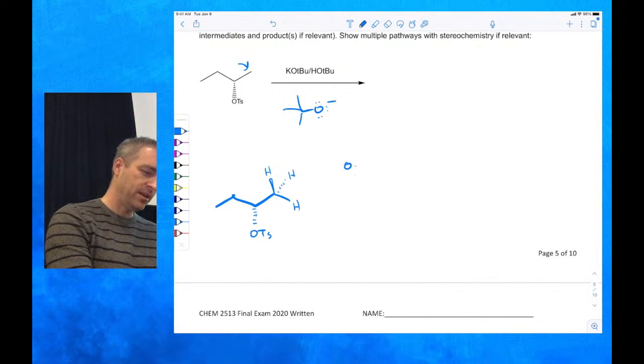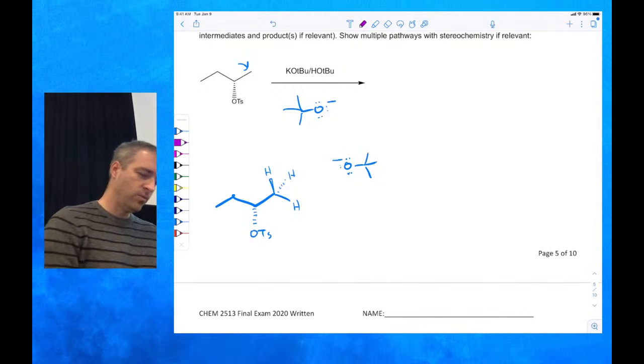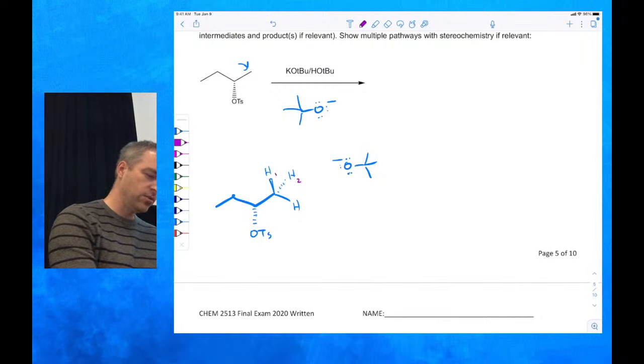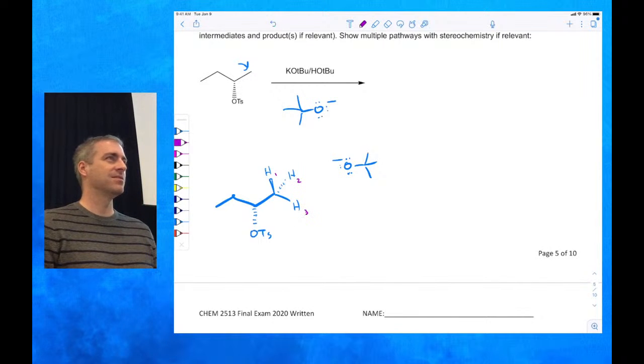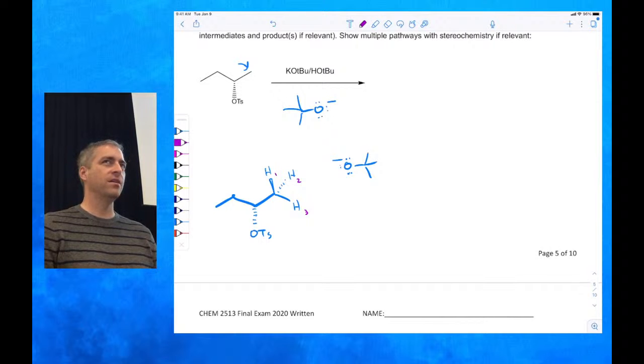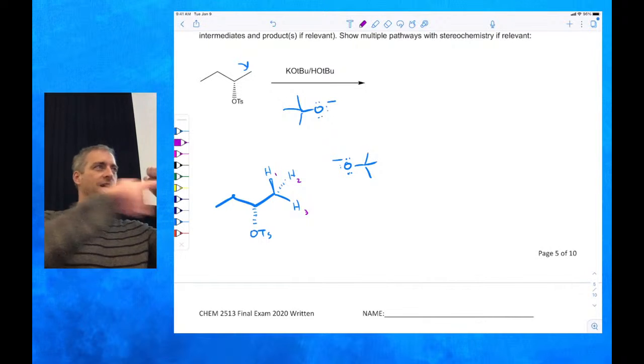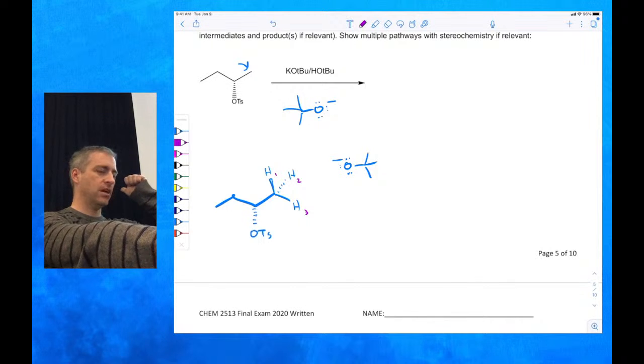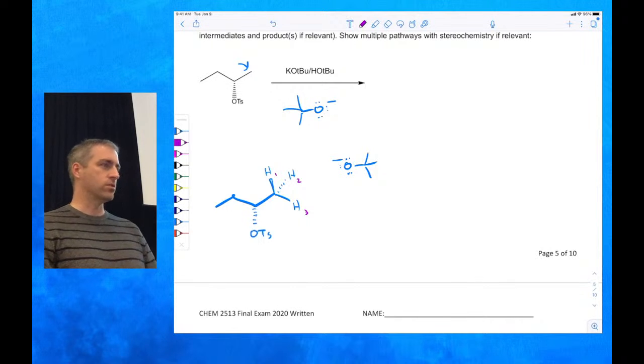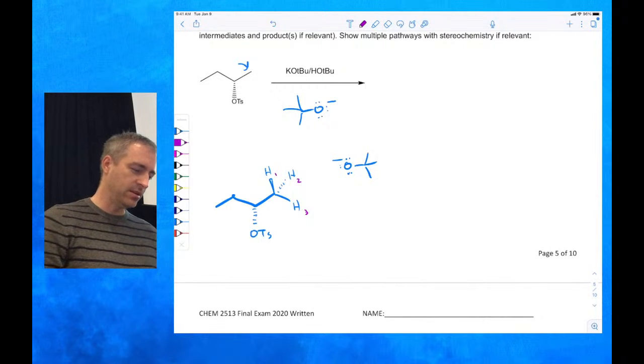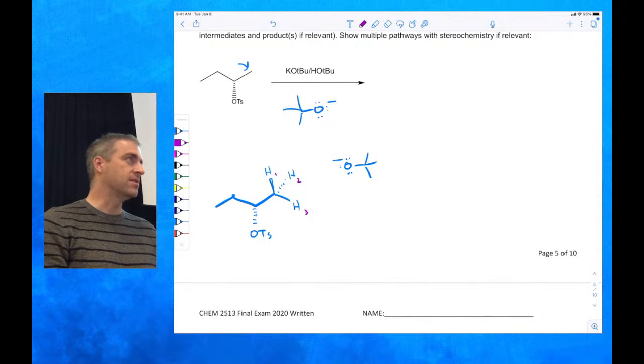So if we take the t-butoxide, which one do you think it's going to go for? 1, 2, or 3? 1, yeah. It's going to go for 1 because 1 is coming in front. The OTs is going in back, so they're anti to each other. The other 2 are gauche. Assuming this is, yeah, it is, staggered the way I drew it.